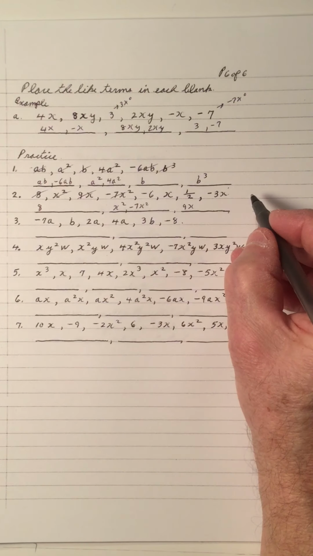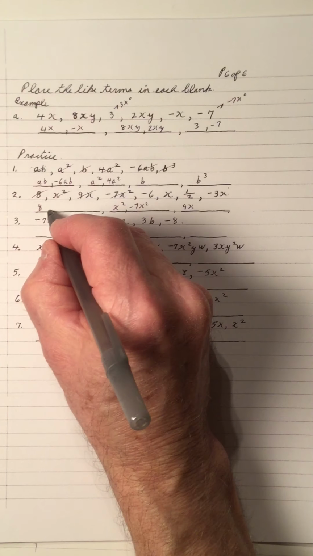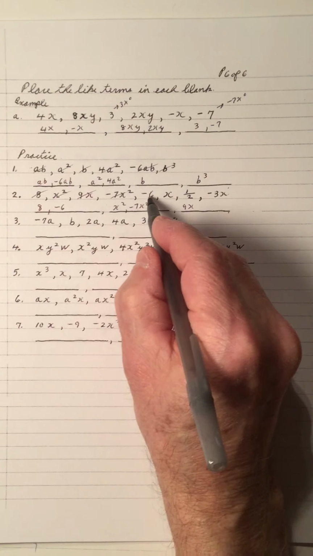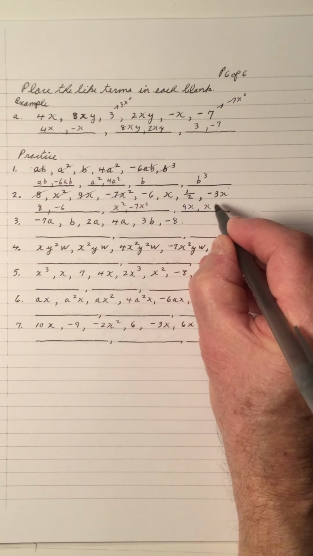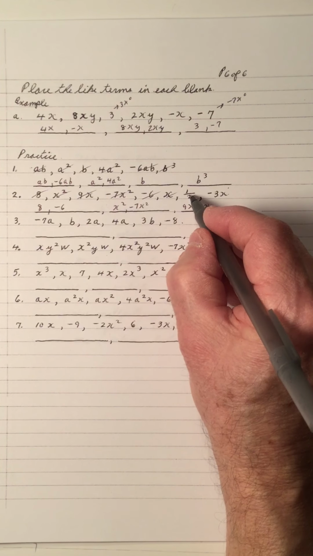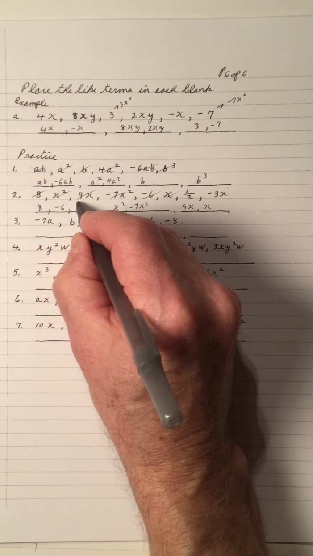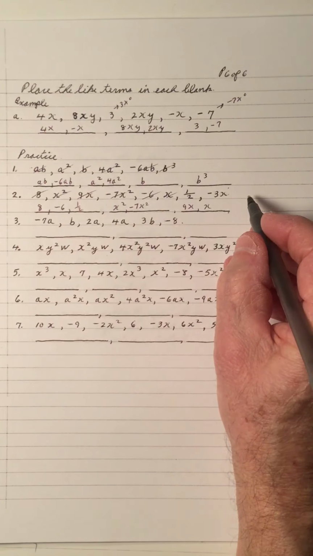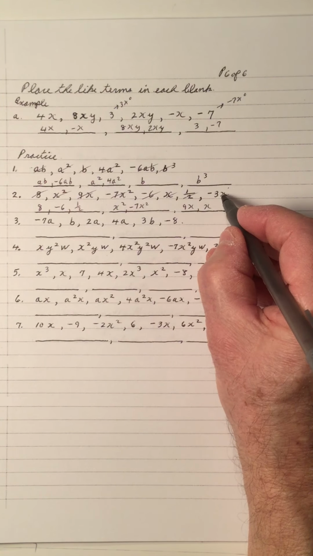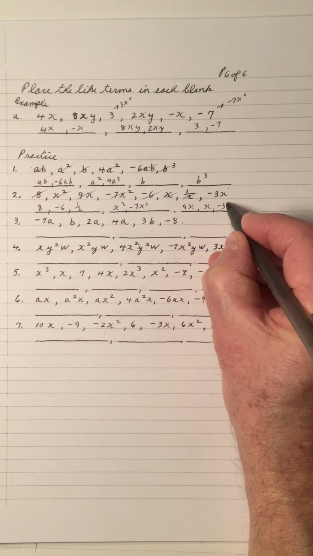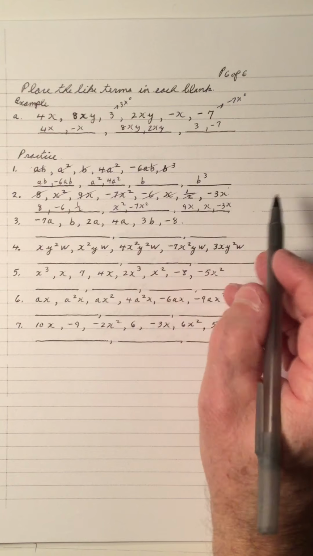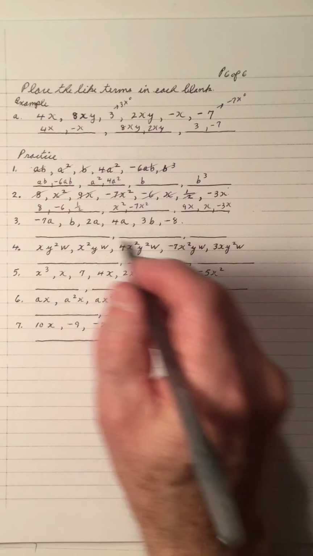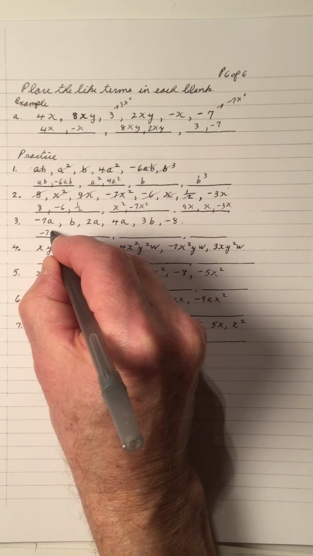Negative 6. Ooh, it's a constant term. It's a number. It goes over here. X. It goes with the 9x. A half. That's a constant term, so it goes with the 8 and the negative 6. And a negative 3x goes with the x. So notice their numbers, their x squareds, and their x's, like terms. Number 3, negative 7. Okay, put that down.